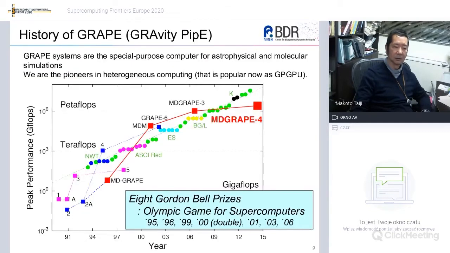This is the history of GRAPE computers. This is GRAPE for astrophysics, and this is also GRAPE for astrophysics at higher precision. The red one is GRAPE for molecular dynamics, and this is the top supercomputer line. We won the Gordon Bell Prize eight times in total.